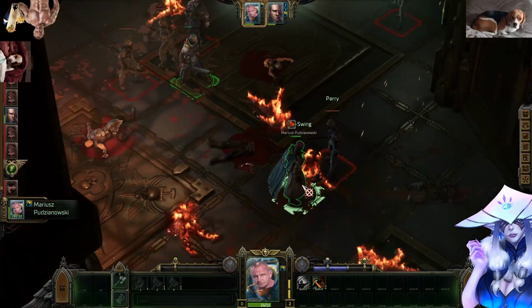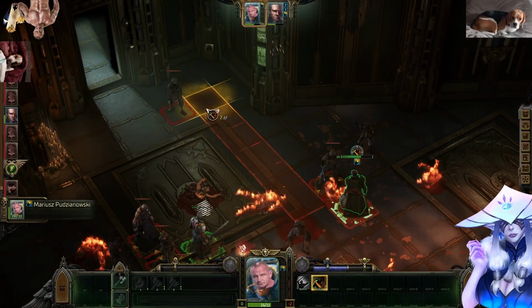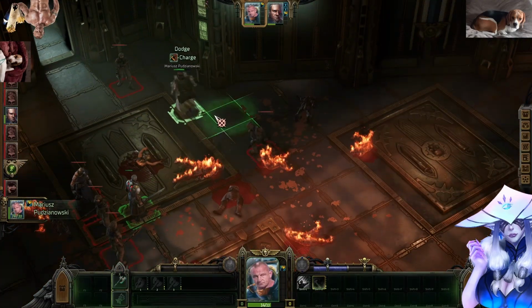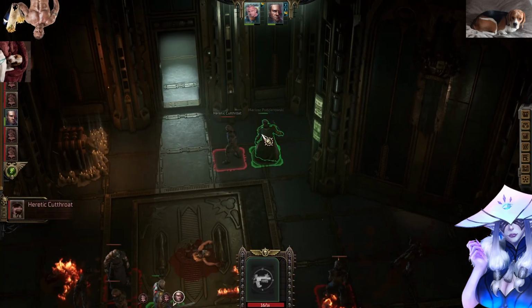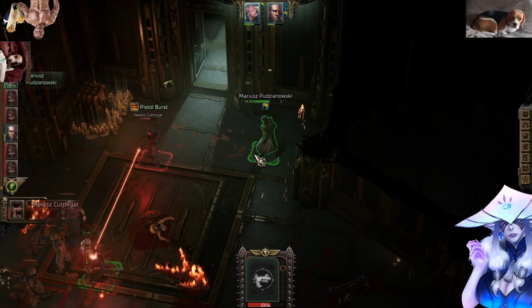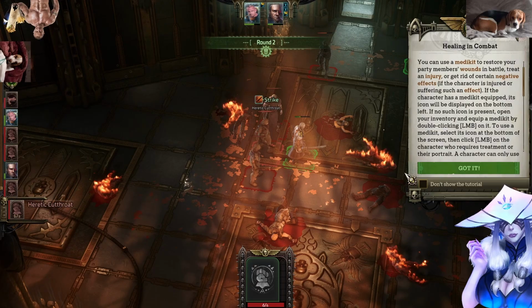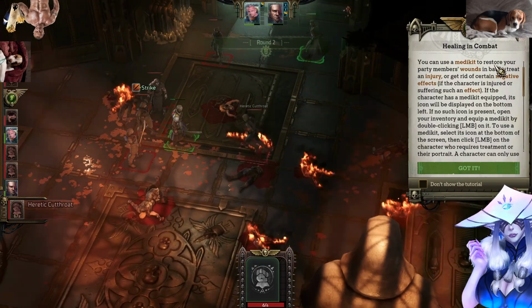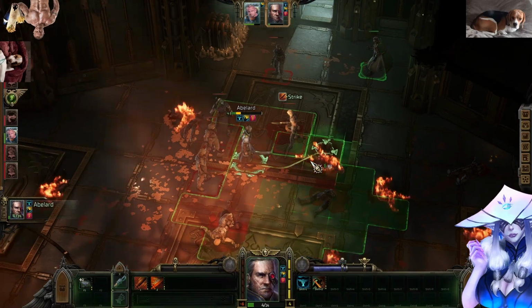What do you mean parry? Parry the fucking platypus. Nothing I can't do. Okay, so charge doesn't behave like in Pathfinder. I serve the ruinous powers. I've suffered worse. Fucking pistol. You can use a medikit to restore your party members once the battle is over. Okay. Not my worst day. Yet.